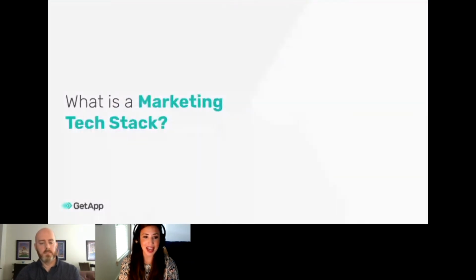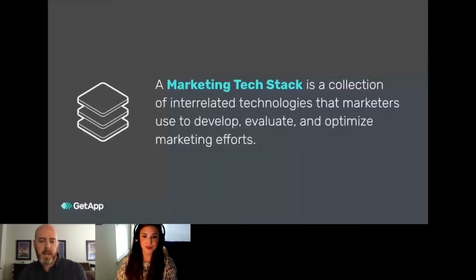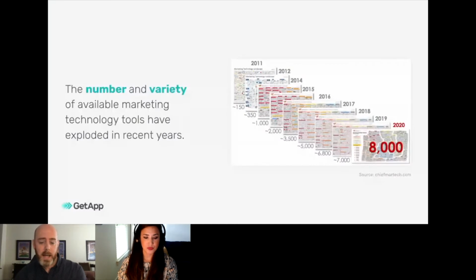And with that, what is a marketing tech stack, Zach? Oh, funny you should ask, Amanda. A marketing tech stack is a collection of interrelated technologies that marketers use to optimize their marketing efforts and campaigns. It sounds simple enough, and at one time, maybe it was relatively simple. About 10 years ago, there were only about 150 options for you to choose from. But flash forward a decade, and we're looking at 8,000, maybe closing in on 10,000 today in 2021.